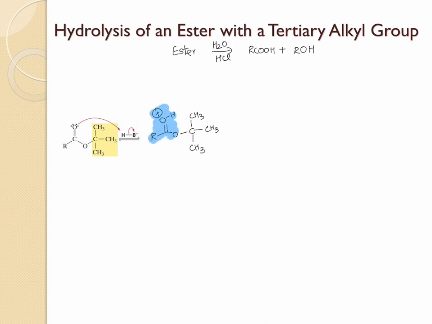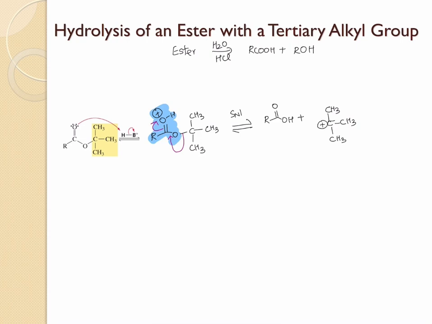This highlighted part is your leaving group, and that's going to get eliminated as carboxylic acid. So this bond is going to break, and the pi bond is going to break, and those electrons are going to move on to oxygen to neutralize that positive charge. By this, we'll be getting carboxylic acid and a tertiary carbocation.